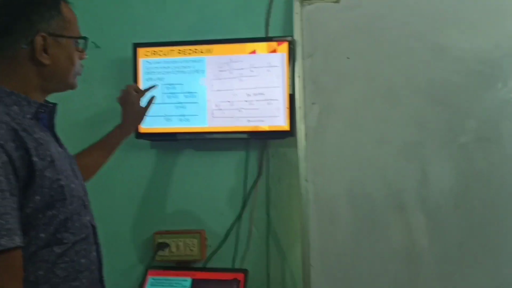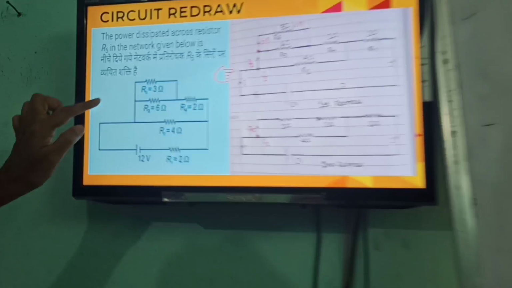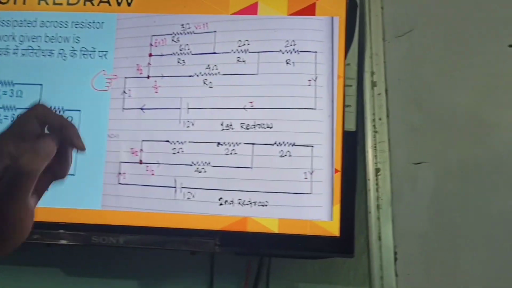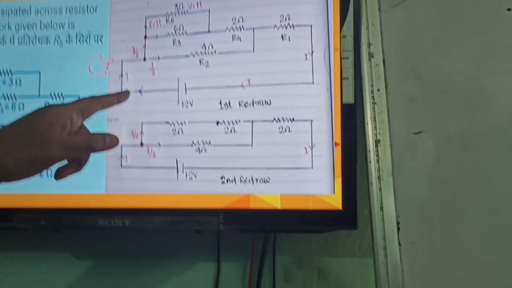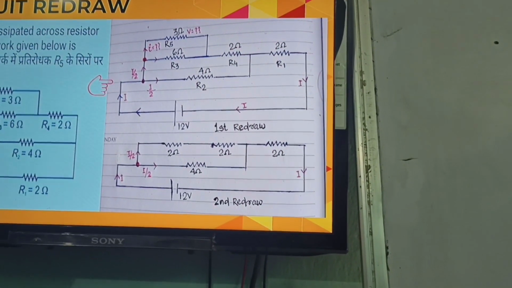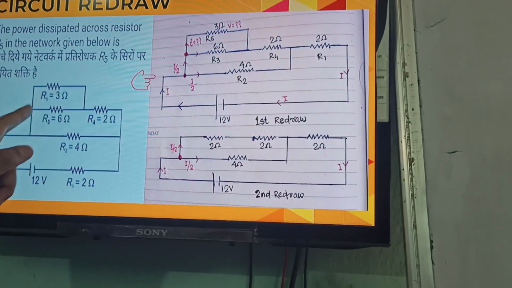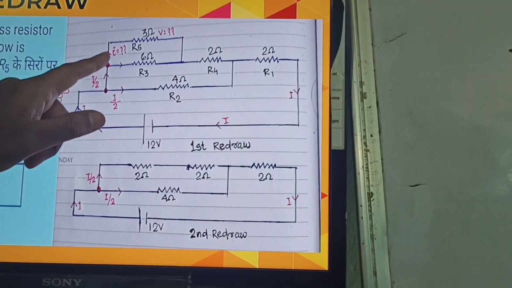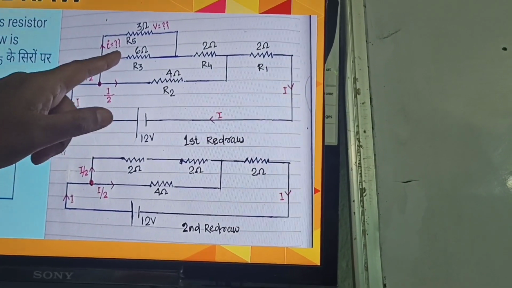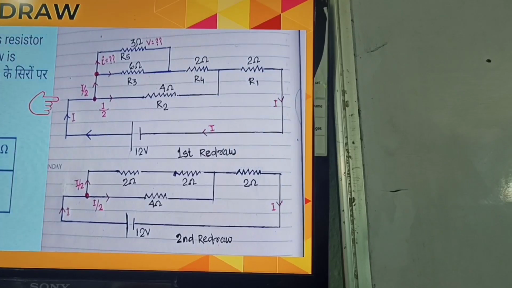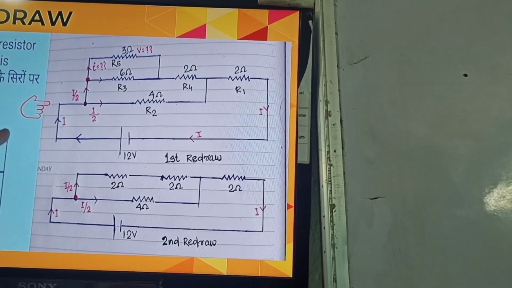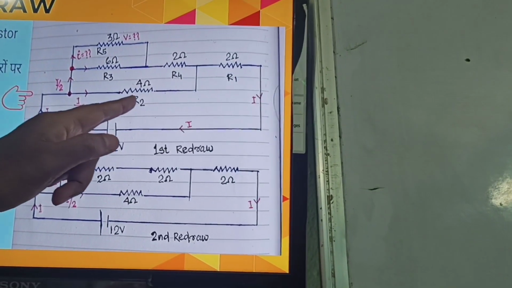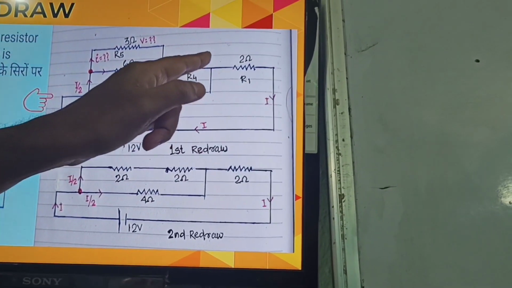You see, this diagram is given like this. This is the first redraw, started with the 12 volt. Here is a junction. I have made a junction here. From this junction you see the R5 resistor, the R3 resistor, and the R2 resistor, and the R2 resistor is connected to the end of the R4 resistor. So I have connected this R2 resistor at the end of the R4 resistor.